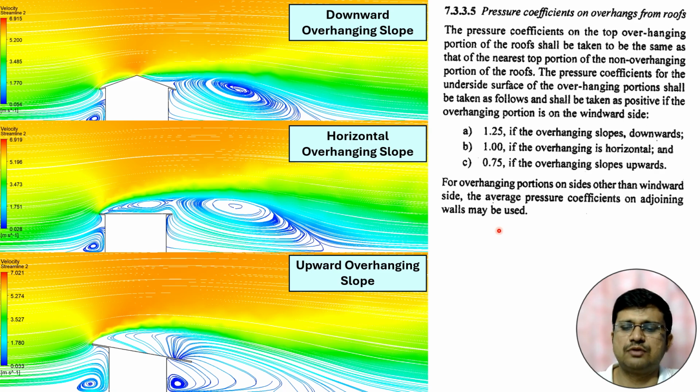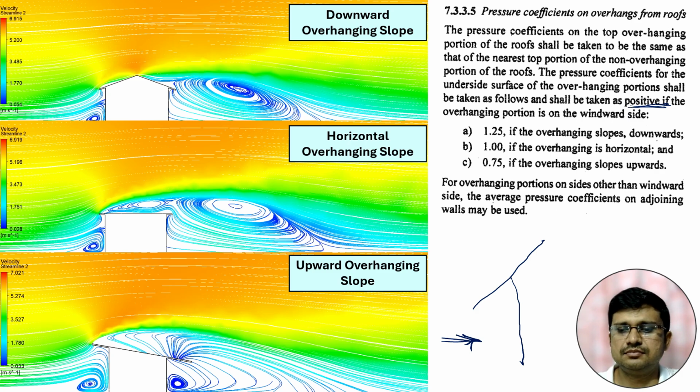So we will go for the calculation, but before that, let's quickly understand one concept. Suppose there is an overhanging slope like this, and this is the overhanging portion. So it is downward. If it is downward, the value of the pressure coefficient will be positive. It will always be positive for the bottom portion. The pressure coefficients for the underside surface of the overhanging portion shall be taken as positive if the overhanging portion is on the windward side. So if wind is coming from this direction, then it will be the windward side, and at that time, we will always consider it positive.